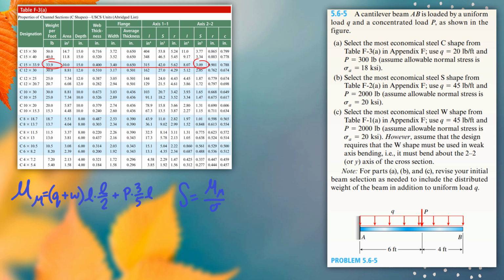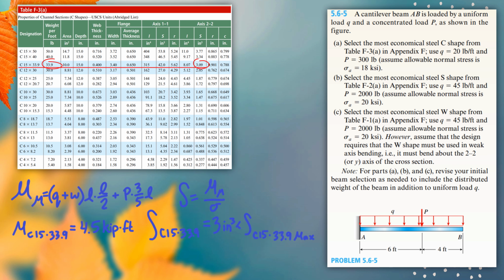So I'm going to not so randomly choose this channel section here, and the S value and the weight per foot. I can plug my weight per foot in my W here and find that it creates a moment of 4.5 kip feet. And then when I divide it by my sigma, and make sure to watch your units because there's a couple units here that are changing on us, we're going to get 3 inches cubed, which is less than the maximum S capacity of this channel.